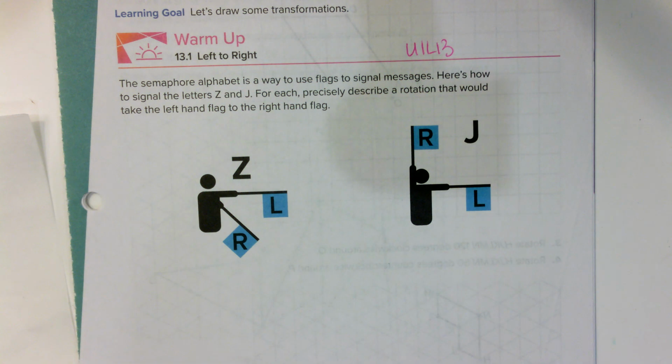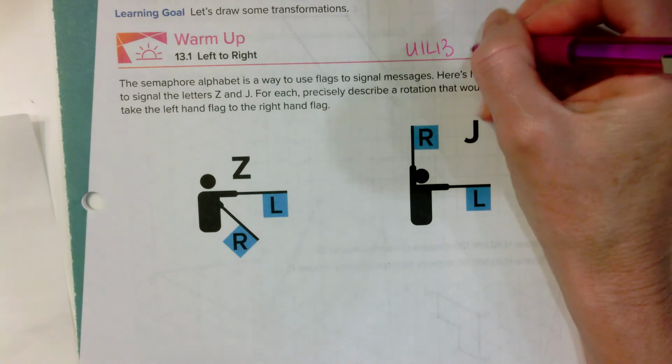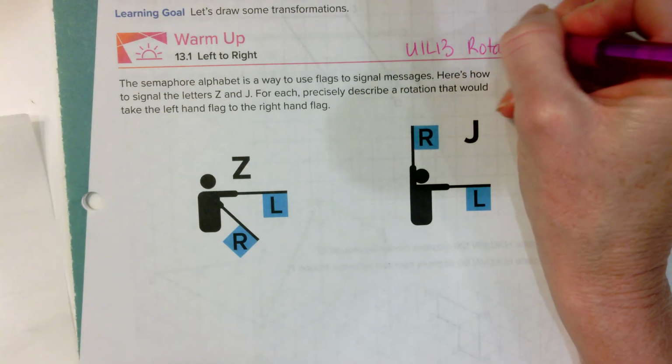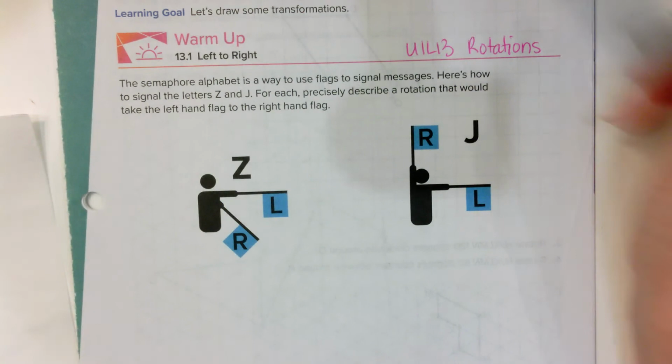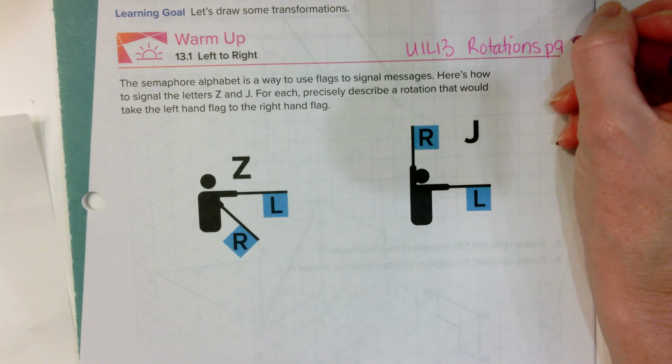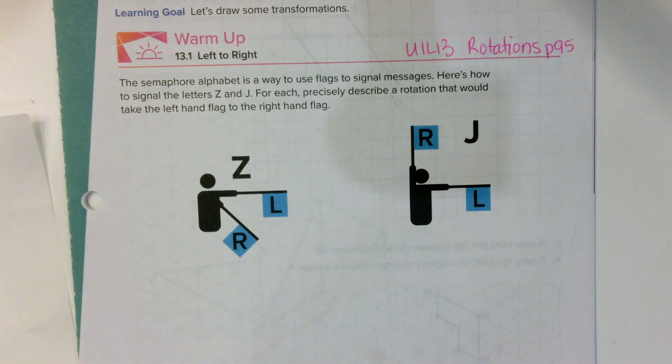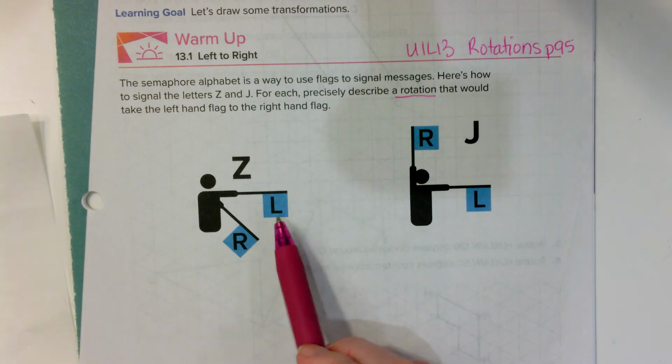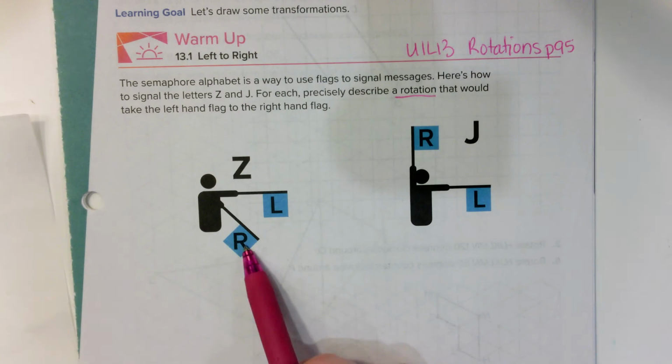Hi Geometry, this is Unit 1, Lesson 13, and this is about rotations, and this is page 95 of our workbooks. So this says that the semaphore alphabet is a way to use flags to signal messages. Here's a signal that signals the letters Z and J. For each, precisely describe a rotation that would take the left-hand flag that's marked with an L to the right-hand flag that's marked with an R.